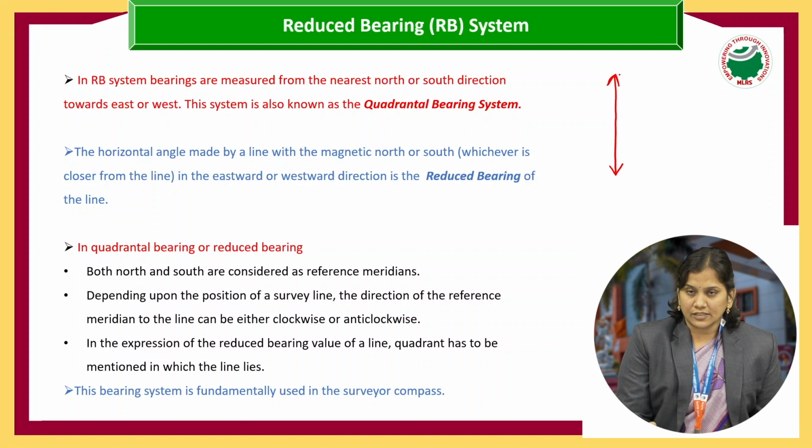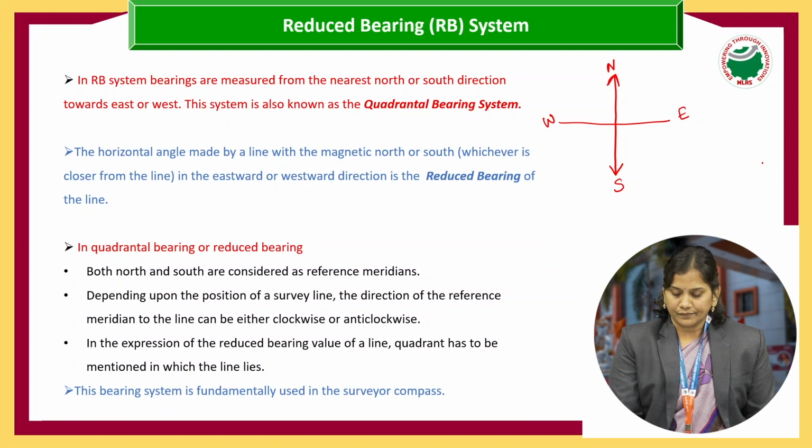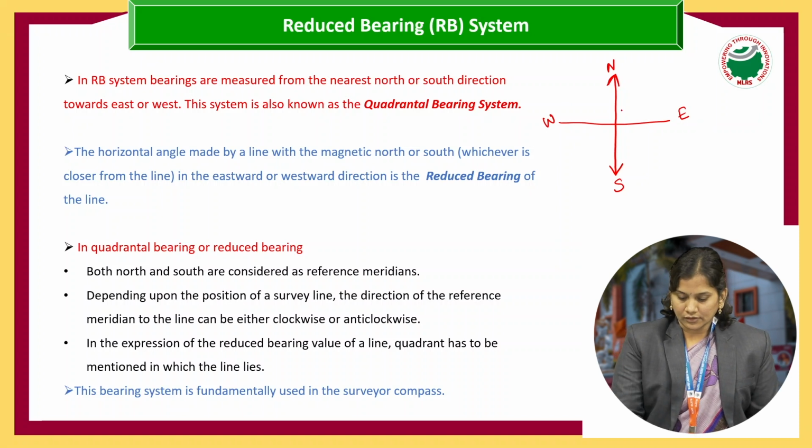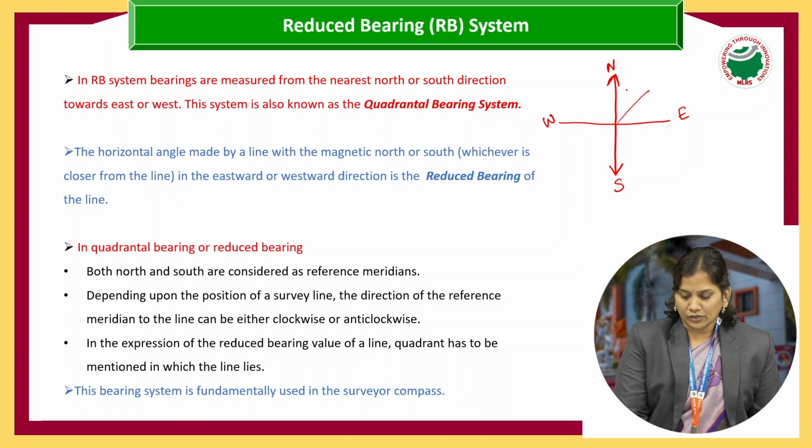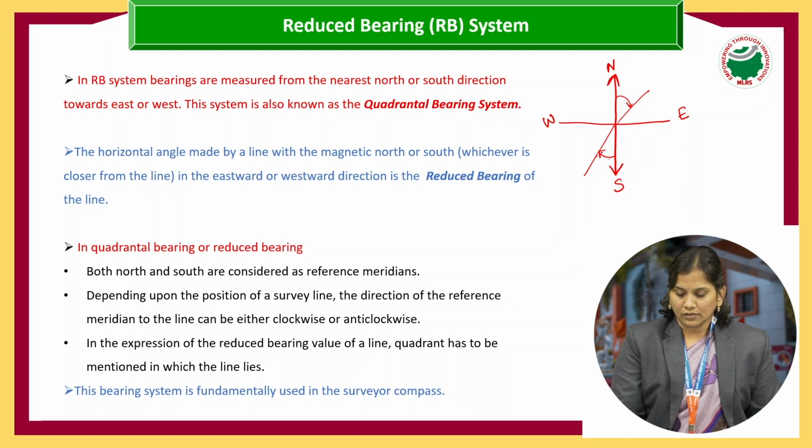Now, in the reduced bearing system, we have two reference meridians. The first one is north and the second one is south, and the angles, or bearings, are measured eastwards or westwards. Whenever the survey line is near to north, we measure from the north, and if it is near to south, we measure from the south, either clockwise or anti-clockwise. We will see this in detail in the next slide.